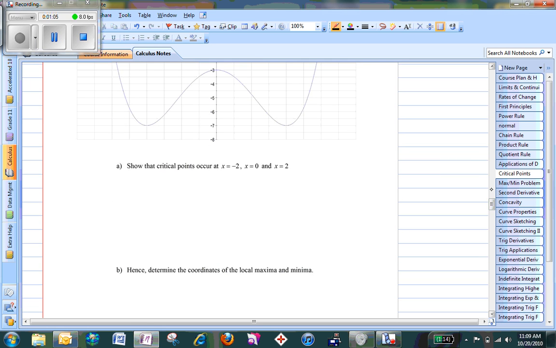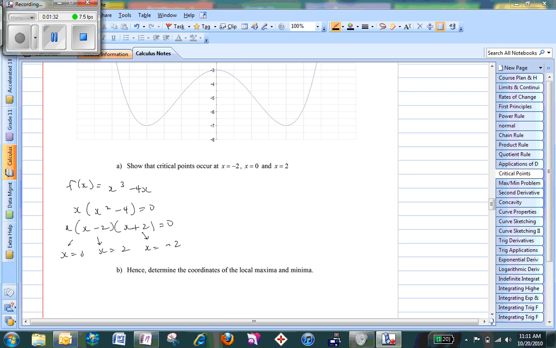So looking at the original function, I want to take the derivative. And my derivative is x cubed minus 4x. Again, I want to set it equal to 0 and factor. Again, x squared minus 4 is equal to 0. The x stays, that's x minus 2 and x plus 2. So x is equal to 0, x is equal to 2, and x is equal to -2. And there you have it. I now have shown that my critical points could occur at -2, 0, and 2.